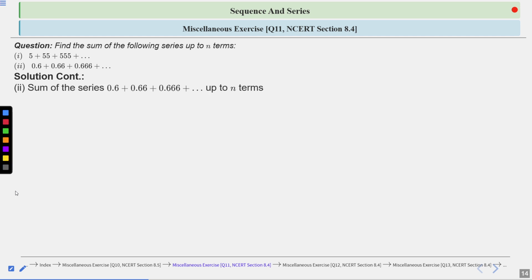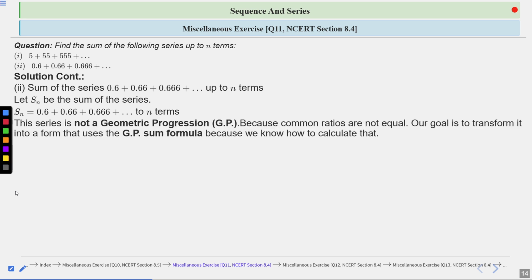Okay, let us start with the second part: the sum of the series 0.6 plus 0.66 plus 0.666 up to n terms. What can we do now? We will do a similar process. Let Sn be the sum of the series. So Sn can be written as 0.6 plus 0.66 plus 0.666 up to n terms, right? This series is not a geometric progression because the common ratios are not equal, right? Our goal is to transform it into a form that uses the GP sum formula because we know how to calculate that, right?